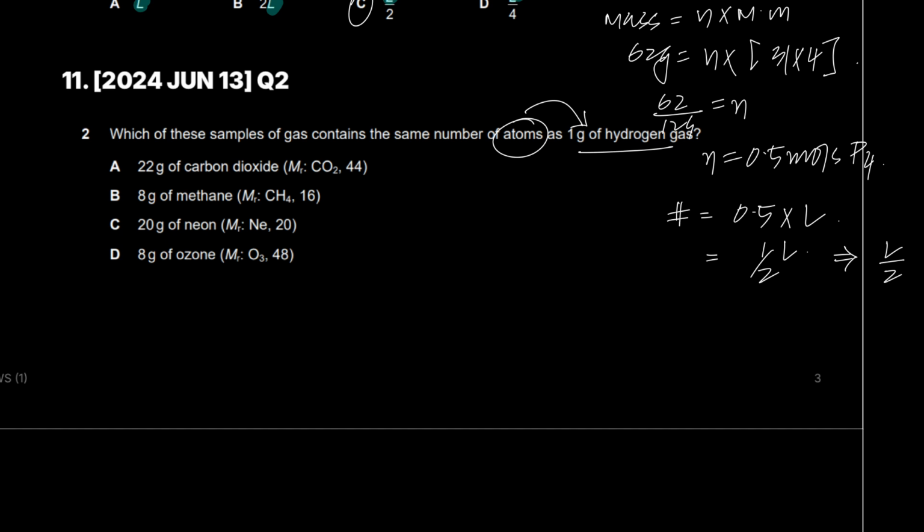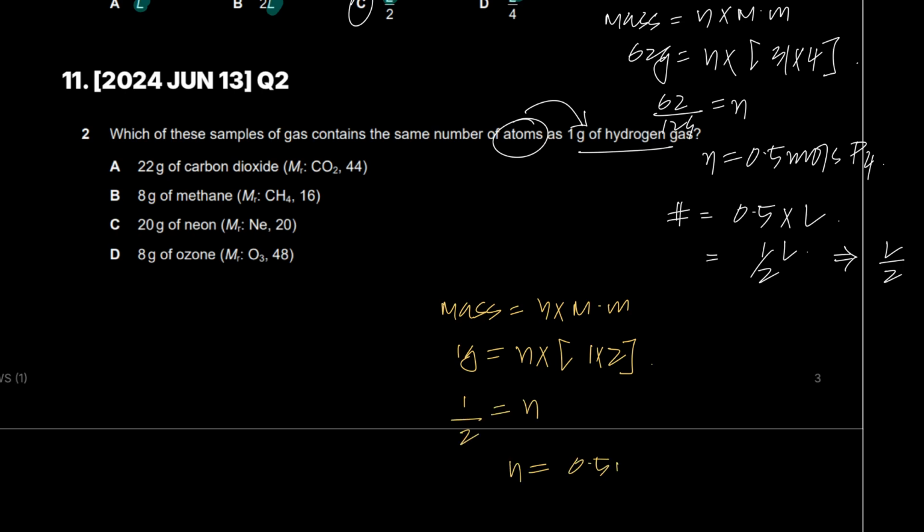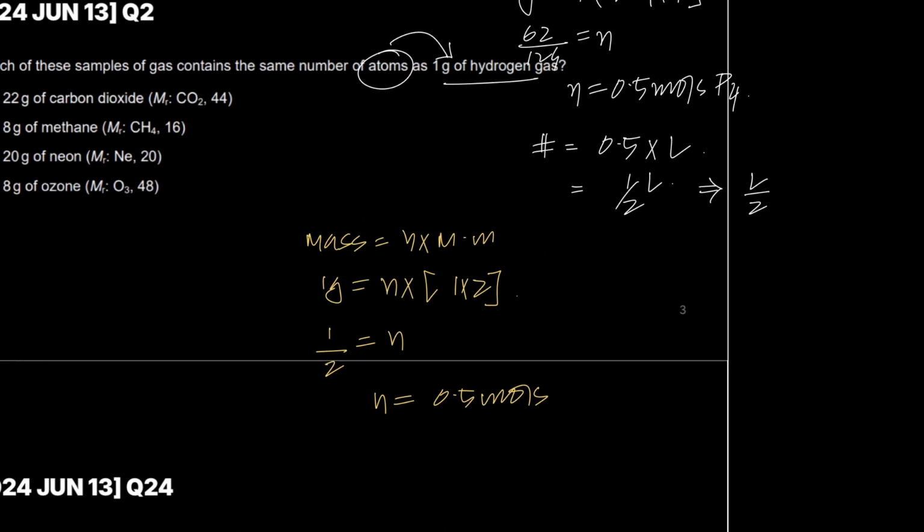See, he's given you 1 gram of hydrogen gas. Mass equals mole times molar mass. Mass is 1 gram. For moles, I need to calculate the molar mass of H2, which is 1 times 2. 1 divided by 2 gives me moles, 0.5 moles. These are the moles of what? Of H2, hydrogen gas, because I used the molar mass of hydrogen.